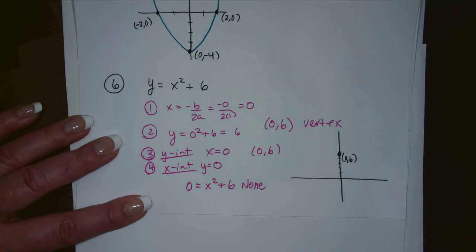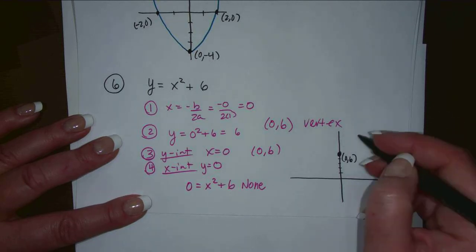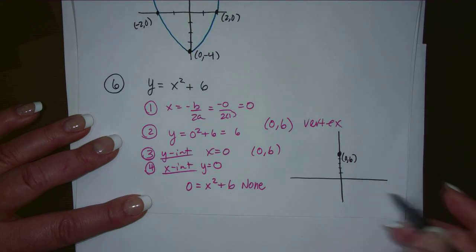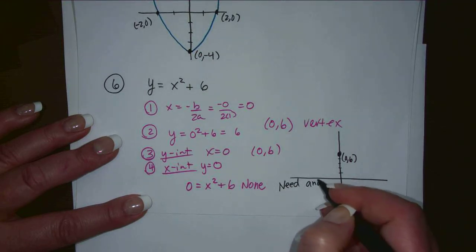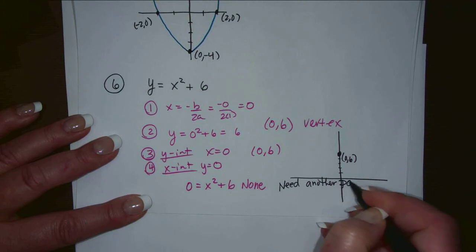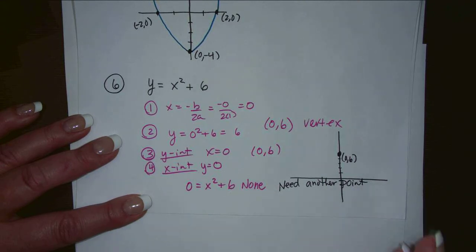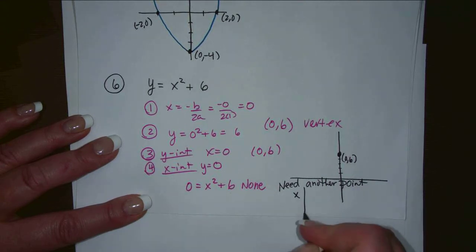So we do want one other point, okay? So even if the process doesn't find another point, how could we find another point to graph it? Table of values, that's it. So we do need another point. And if one didn't come out of finding the x and y intercepts, you can plug in any x value at all. Let's plug in 1.